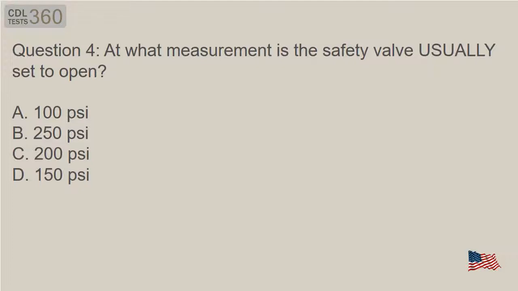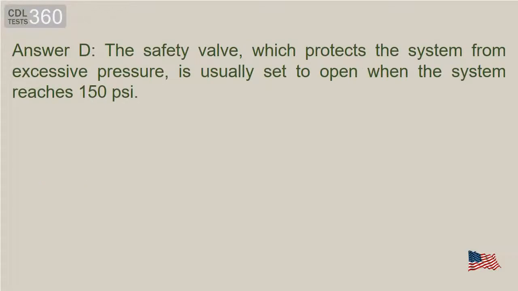Question 4. At what measurement is the safety valve usually set to open? A. 100 psi. B. 250 psi. C. 200 psi. D. 150 psi. Answer D. The safety valve, which protects the system from excessive pressure, is usually set to open when the system reaches 150 psi.